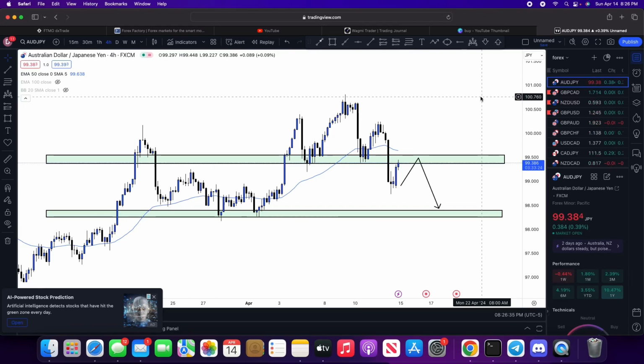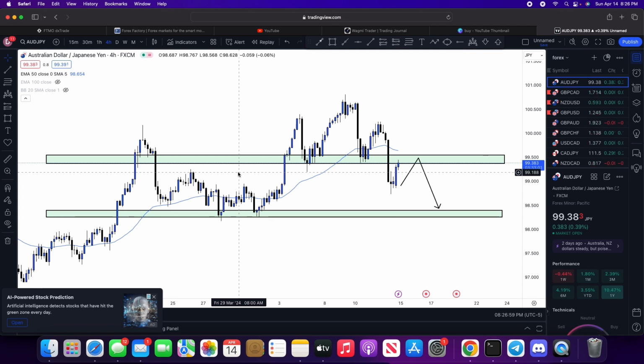Now today we're going to be going over this week's analysis. It's currently Sunday, April 14th, so let's get right into it. On the chart we have AUD JPY. Now this trade is going to be a little bit more of a riskier trade, I would say. Reason I say that is because this trade I am looking to short.